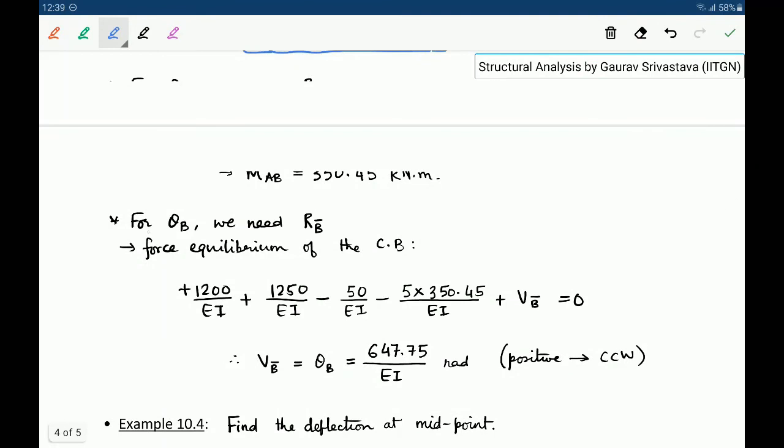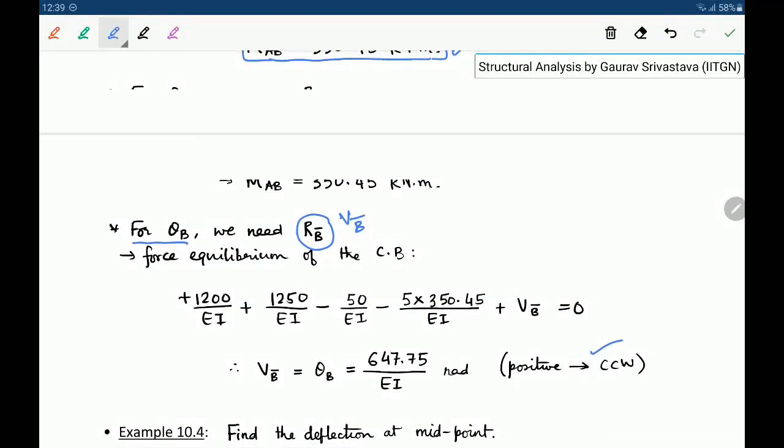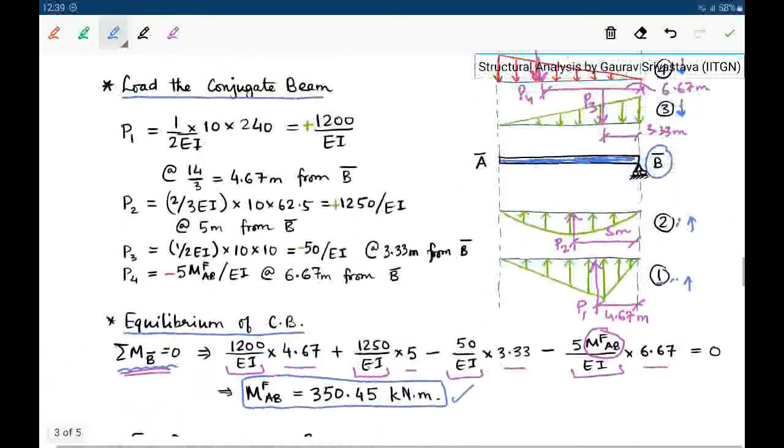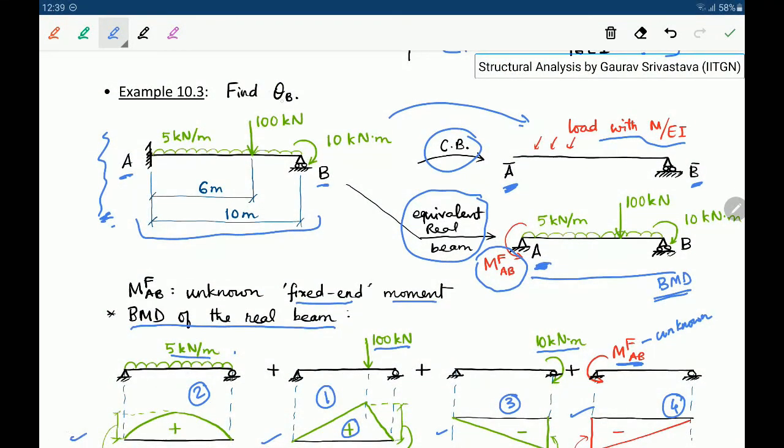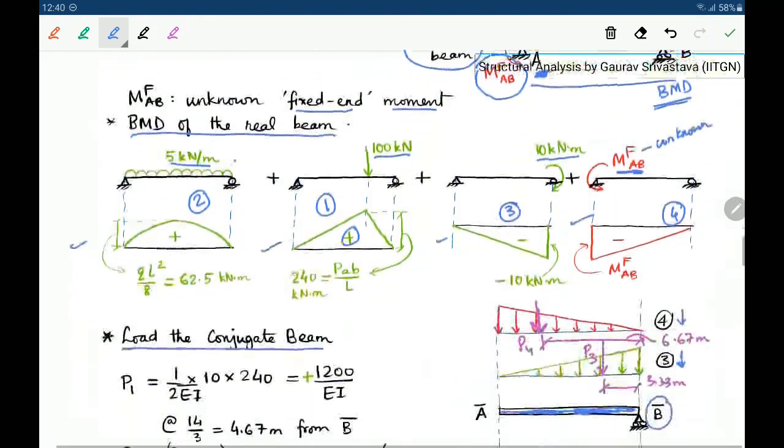Basically, for theta B, what we need is the shear force at B bar, so that we can calculate. And this is what we wanted to know. In this problem, we wanted to know theta B, and this theta B is the same as the shear force at B bar, for all these loading cases.